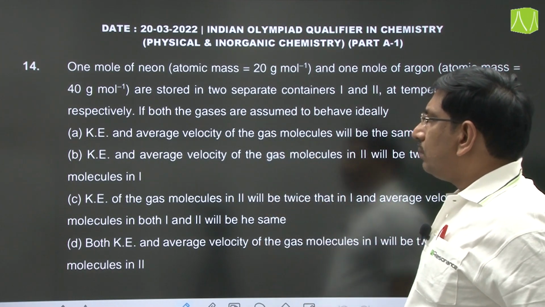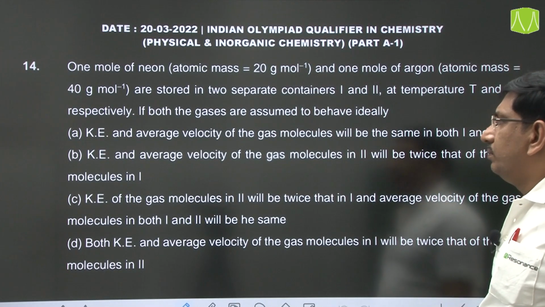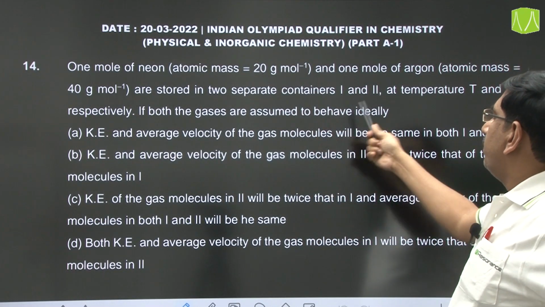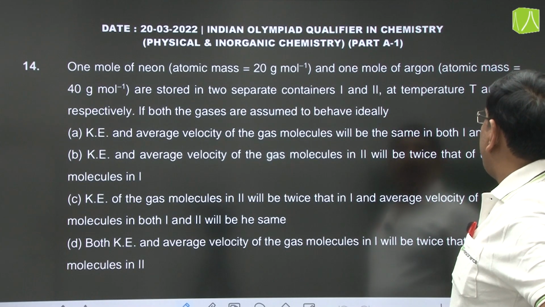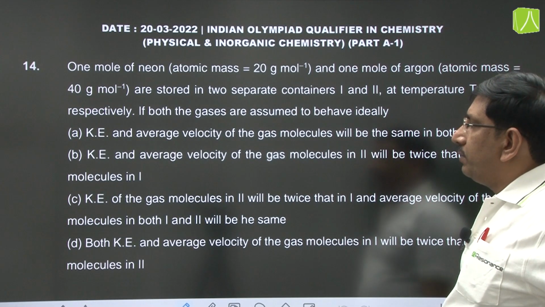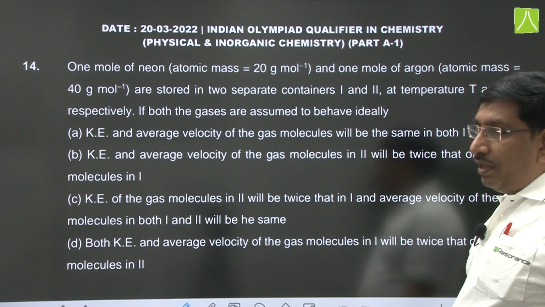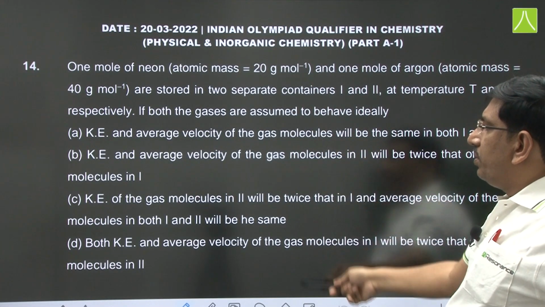Next one, 1 mole of neon and 1 mole of argon are stored in 2 separate containers 1 and 2 at temperatures T and 2T respectively. If both gases are assumed to behave ideally, then which of these statements are correct?